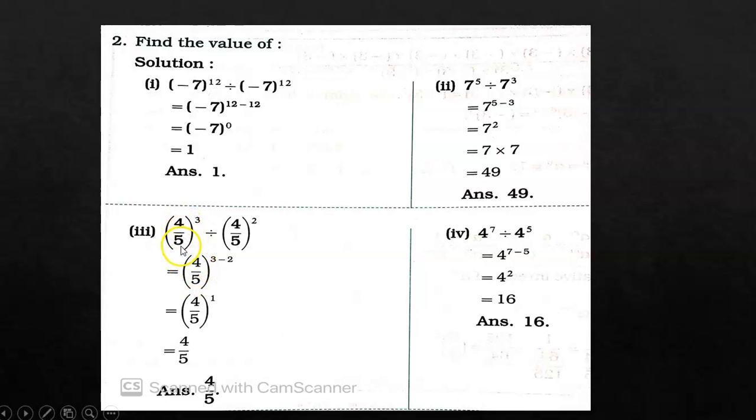Next, 4 upon 5 the whole raised to 3 divided by 4 upon 5 the whole raised to 2. This would be 4 upon 5, 3 minus 2. Write the law over here, which is 4 upon 5 raised to 1. And we don't write this 1, so the final answer is 4 upon 5. Question 4. 4 raised to 7 divided by 4 raised to 5 is 4 raised to 7 minus 5. You will write the law over here, which is 4 raised to 2. Means 4 into 4, which is 16. So the final answer is 16.